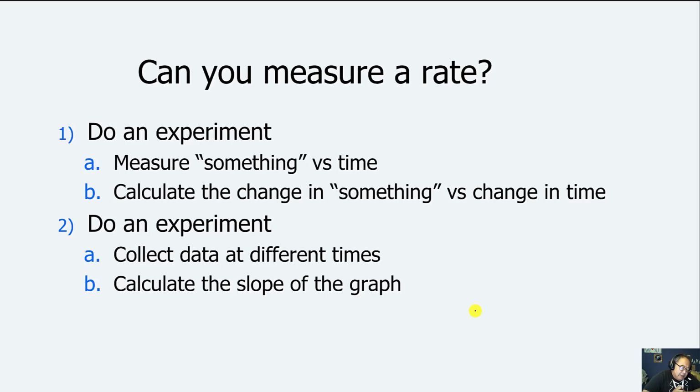So, a couple of things that I'll talk about here. This is abstract, actually. How do you measure a rate? Well, you do an experiment. You always got to do an experiment to measure a rate. There's like no other way to do it.